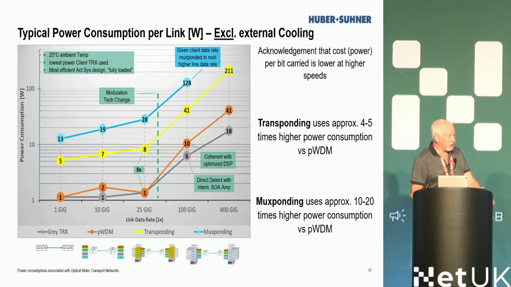So onto the marketing bits. The transponding solution uses 4 to 5 times more power than a passive WDM. A muxponding solution can use 10 to 20 times more power than a passive WDM. My only comment on that is marketing statistics, but it's an indication, and you should think about how you architect your optical access networks.